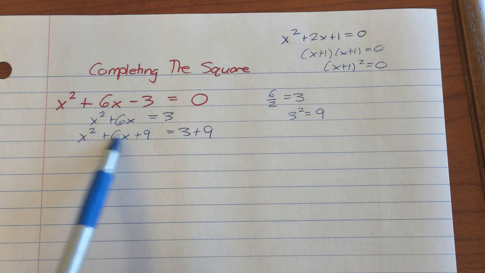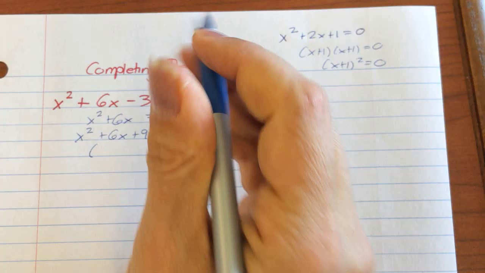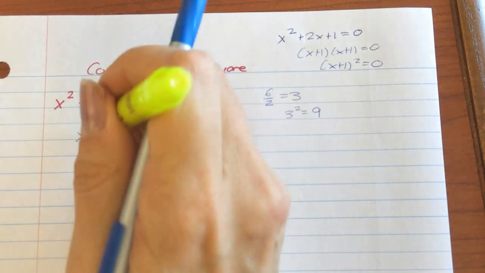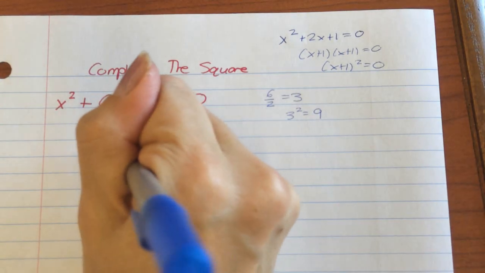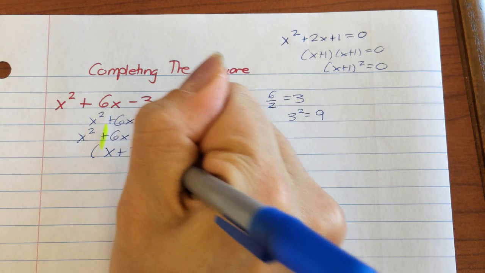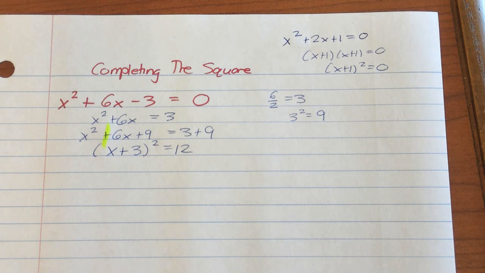So now I can see this is a perfect square quadratic. So I can write it like this. What determines the sign is this right here, right? That's a positive. So I know I'm going to have x plus, and it's the square root of 9. So x plus 3 squared equals 12. And we could go on and solve it, but we don't really need to solve it for this unit, so we're just going to leave it like that. So this is how we need to do it for this unit.